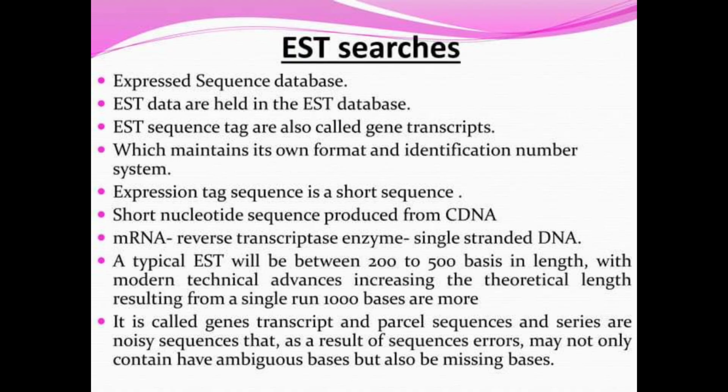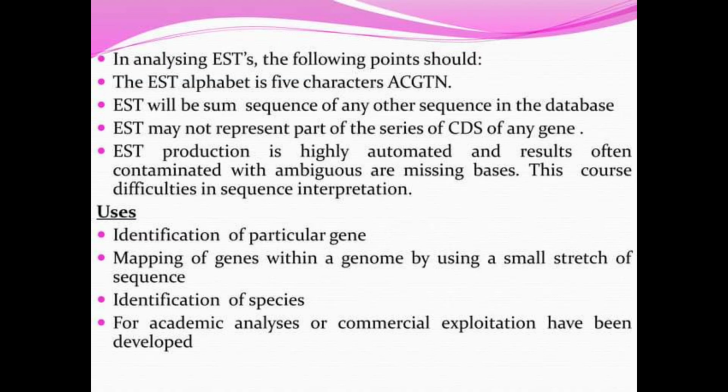EST search, the expressed sequence tag database search, is where we can identify the short nucleotide sequence of cDNA, that is complementary DNA, which is synthesized from mRNA by the reverse transcriptase enzyme. This contains 200 to 500 bases in length that are useful, and some of them have a theoretical length of a single run of 1000 base pairs also. It is called a gene transcript, where we have the information of the gene or mRNA. The EST alphabet is in 5 characters: ACGTN.